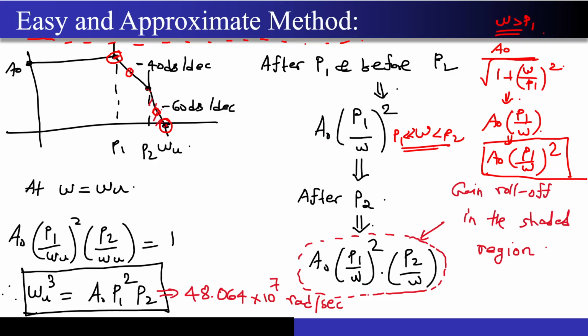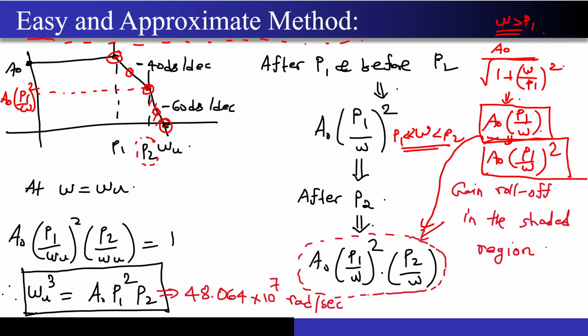After P2, now how can I write the expression? Now at P2, I know the gain at this particular point. What is the gain? A0 into P1 by omega, the whole square. Now from this particular point, the gain will again start to roll off because P2 will add its own roll off. Correct? So that roll off, just like I have written an expression like this, similarly you can write it like P2 by omega, right?